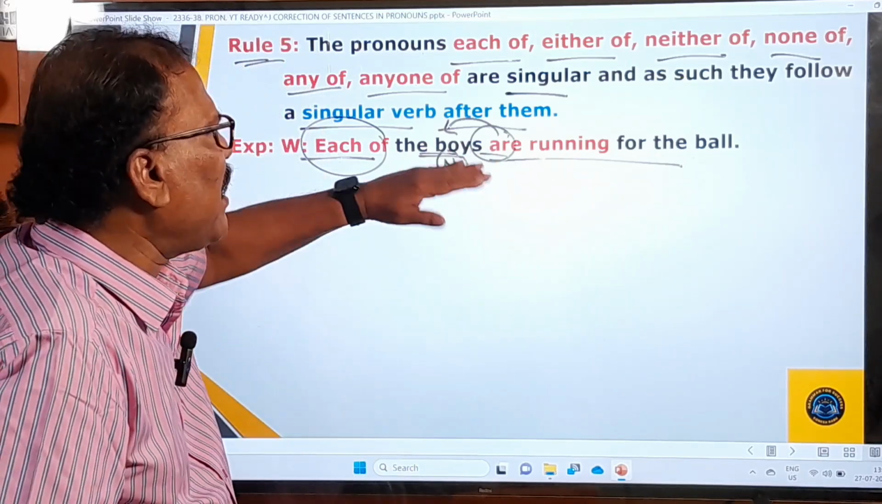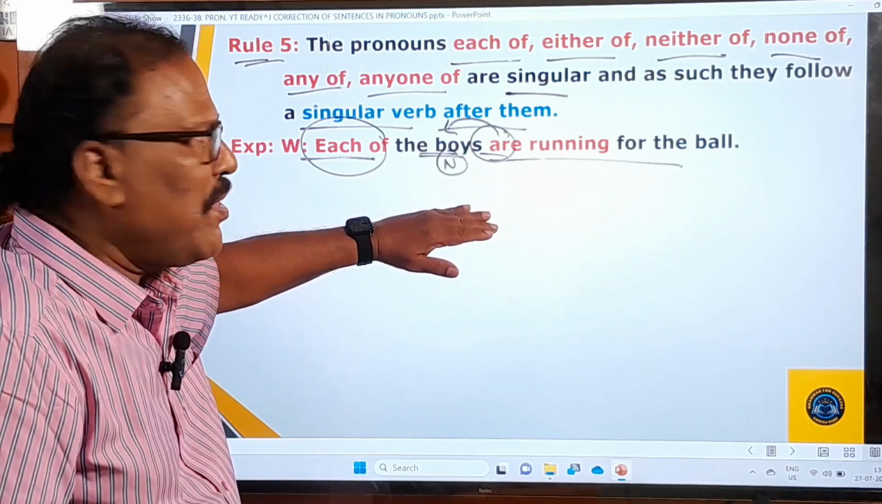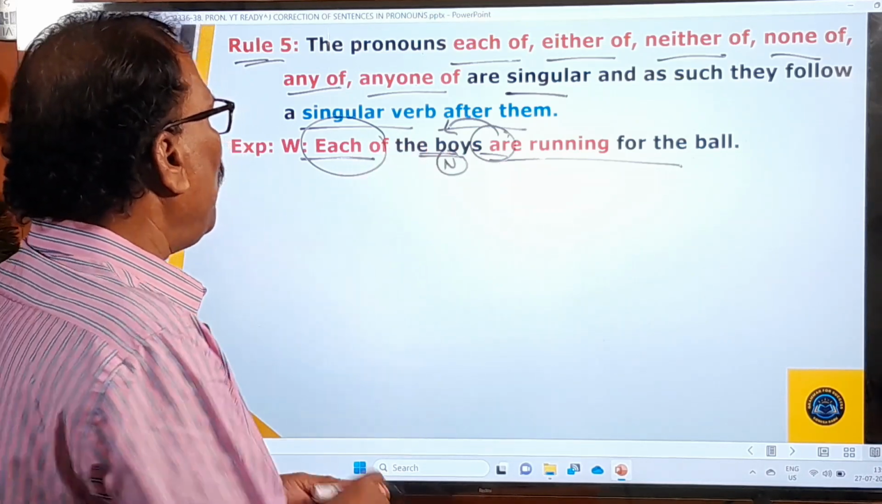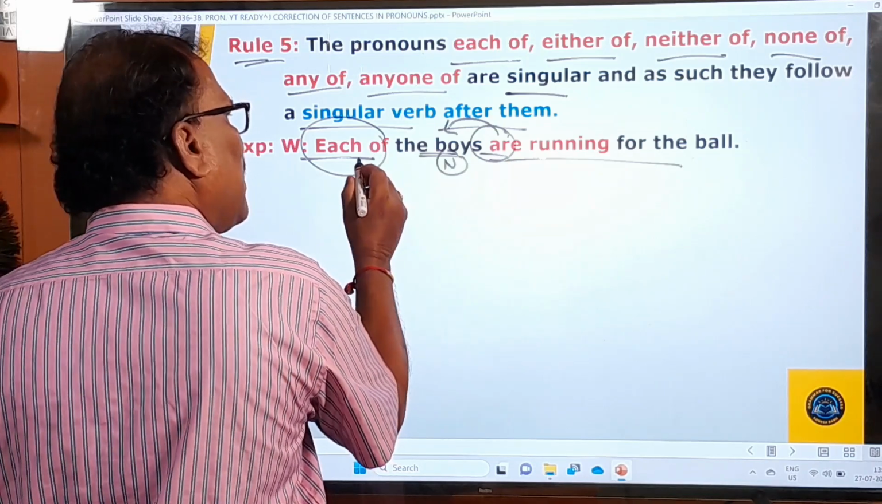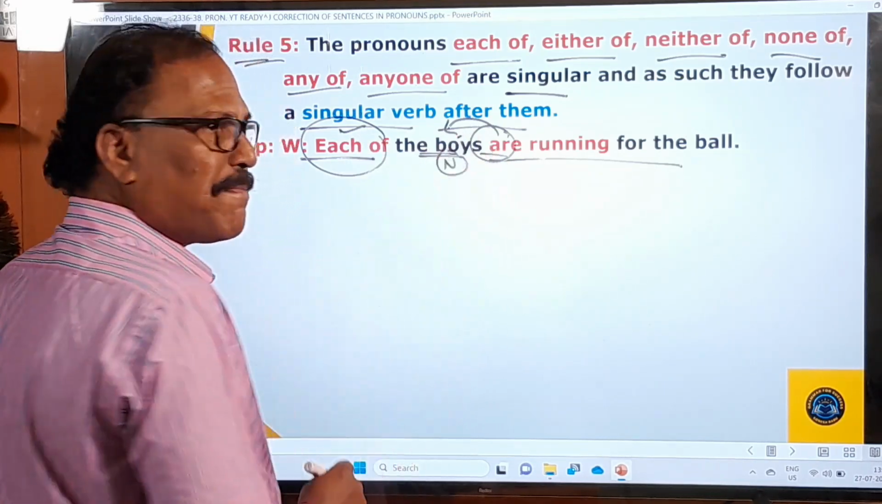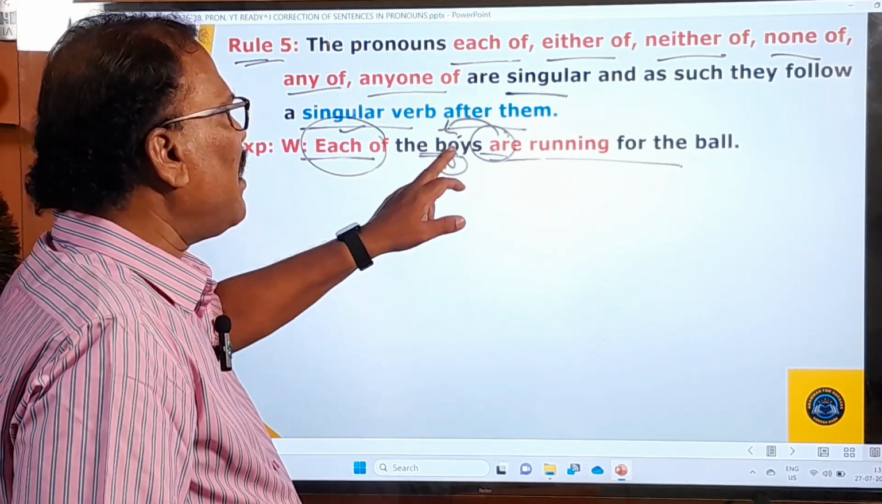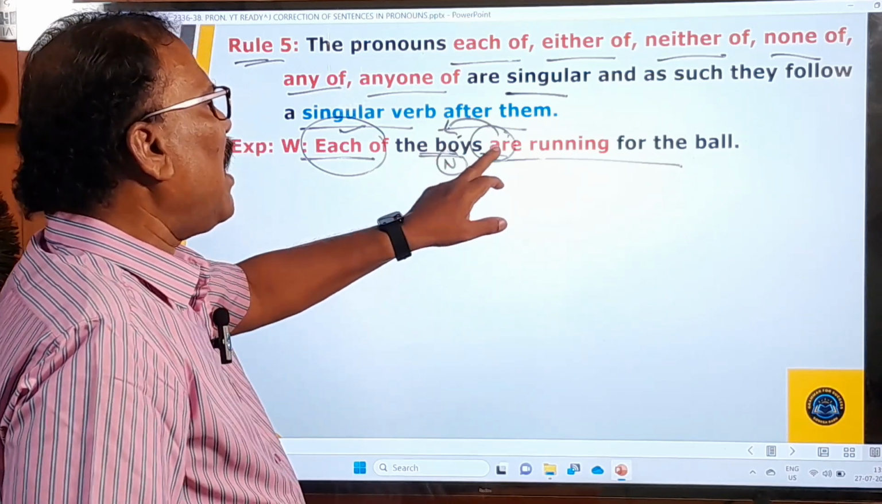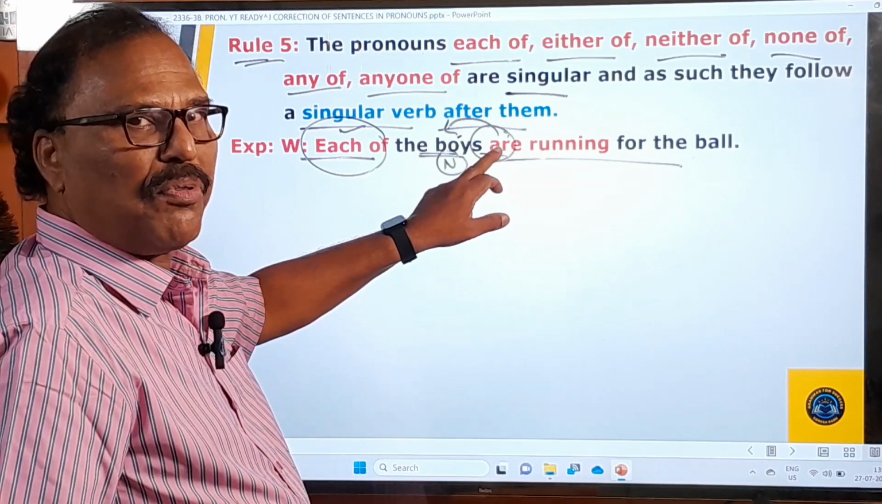That's why this was given in the examination several times. So, each of the boys. They don't think the subject of the sentence is "each of". They think that the subject of the sentence is boys. Boys is the subject, they think. That's why boys is plural and the helping verb is also plural. They think in that way.